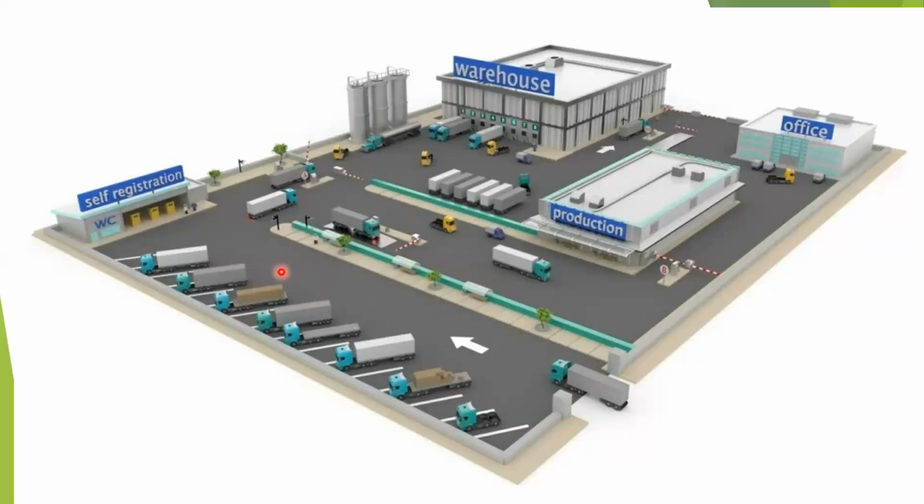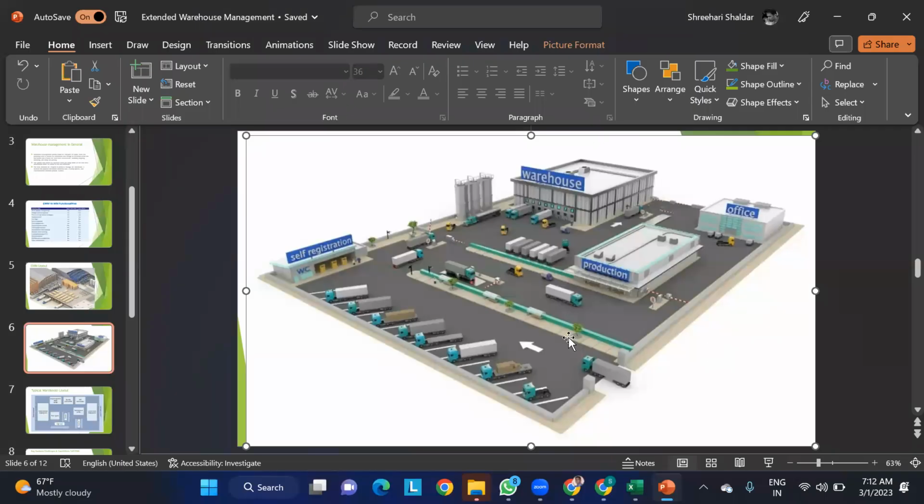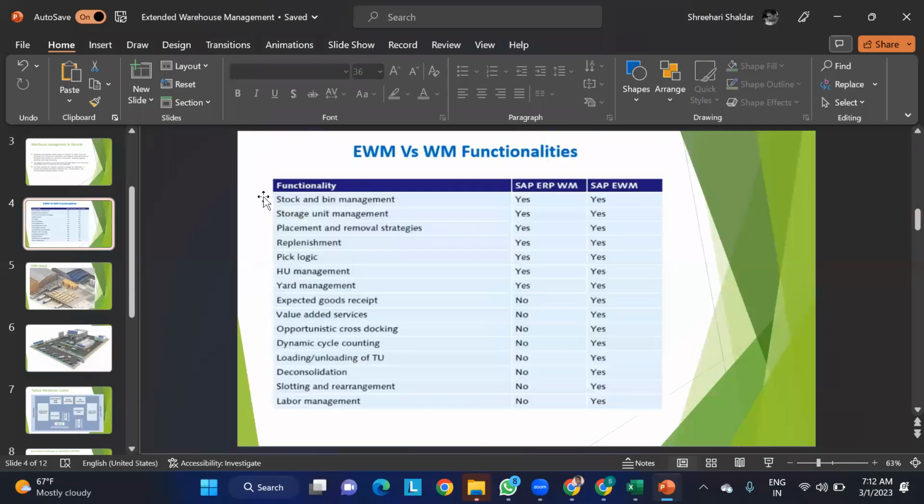Understood the concept, what we mean by yard management? Okay, any doubts until this step? We have discussed until yard management only, but tomorrow we're going to see it from the expected goods receipt towards labor management.